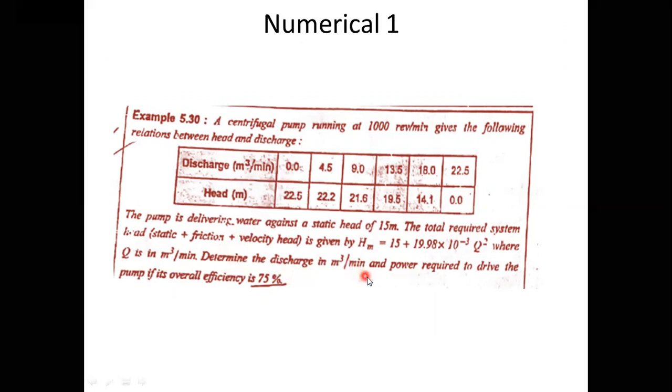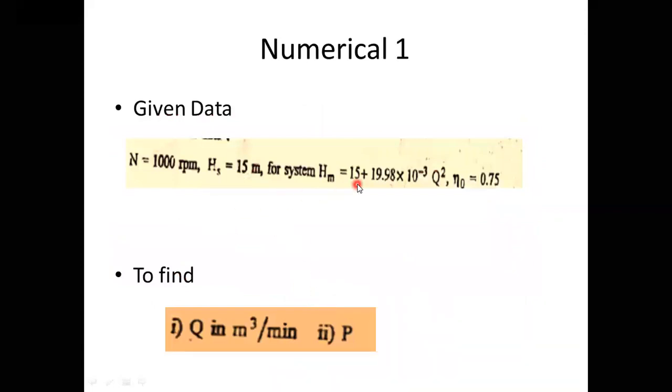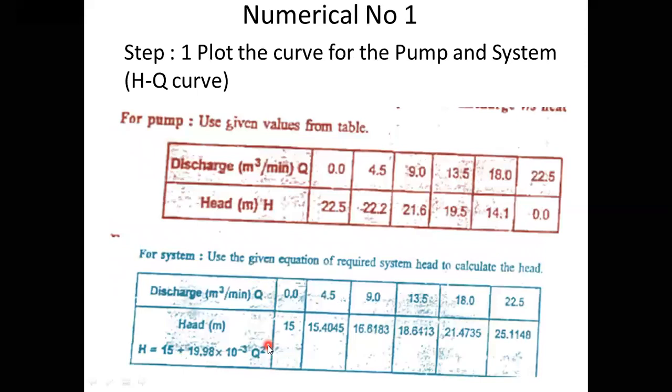Determine the discharge in meter cube per minute and the power required to drive the pump if its overall efficiency is 75%. That means you have to calculate the discharge and the power required to drive this pump. The given data we have already discussed, and you have to find these things, Q and power. For the pump, we have the values of discharge and head. This manometric head is given in the numerical, but for the system you have to calculate the head. The discharge value will be the same. Using the correlation given in the numerical, you calculate H for the system, that is H equal to 15 plus 19.98 into 10 to the power minus 3 Q square.